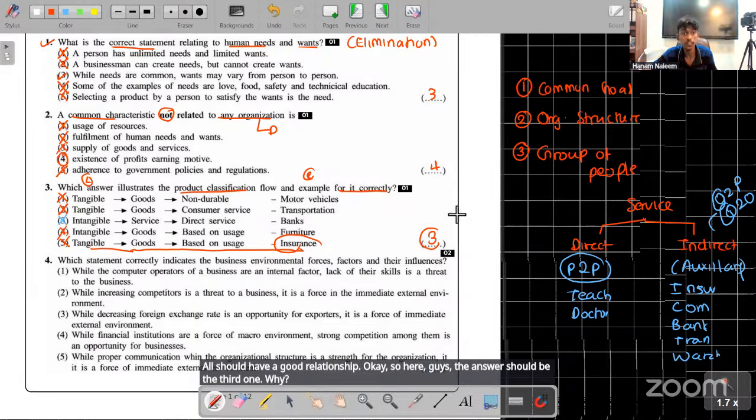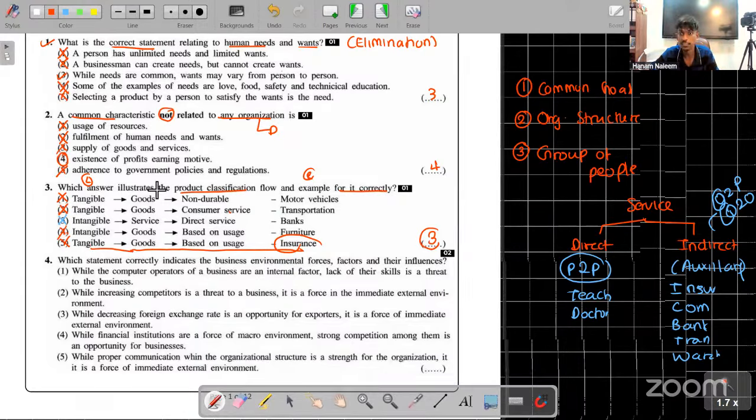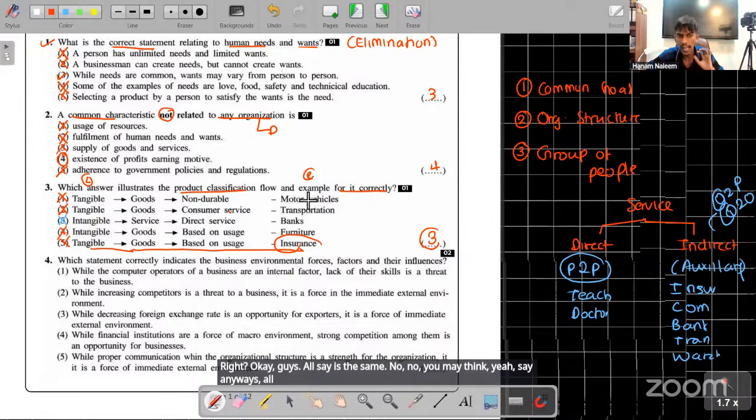Why not the second one? Dude, transportation is a service. Is it a good? Can you touch transportation? Can you see transportation? Right? Okay, guys, all say the same. You may think, yeah, anyway all are wrong, but why have they given the third one as the answer? They have not said the question is wrong. They have mostly given the third one as the answer because there is a reason. You know what the reason is?